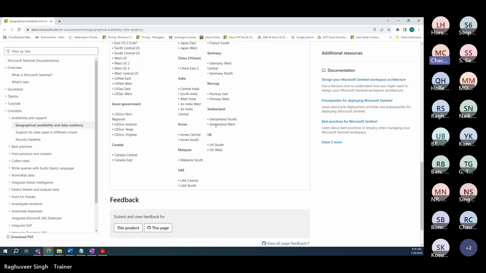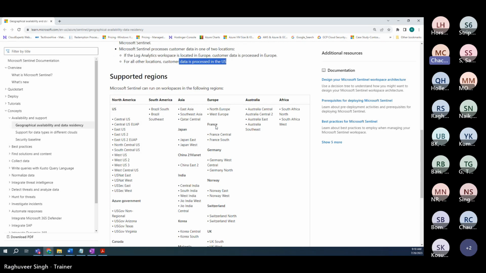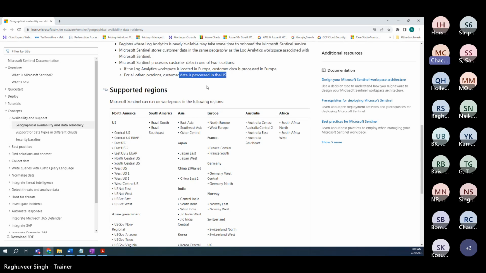Raghu, which particular location will it take in the case of US? Will it automatically assign, or is there a particular region in US like East US, West US? That information is unknown to us.